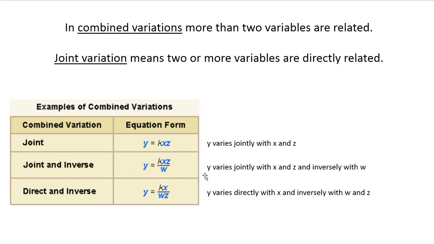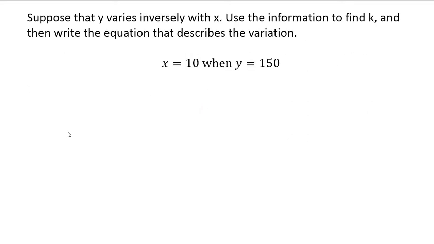How about this one? Y varies jointly with x and z. Notice they're on top multiplied together. And inversely with w. So we've got multiple variables in there we're relating. How about this one? Y varies directly with x, so it's on top. Inversely with w and z. Oh, so they're on the bottom. There's all kinds of combinations they could throw at us. You just have to think your way through it. Write the proper equation. Let's look at a couple examples here, actually solving equations, setting some equations up.